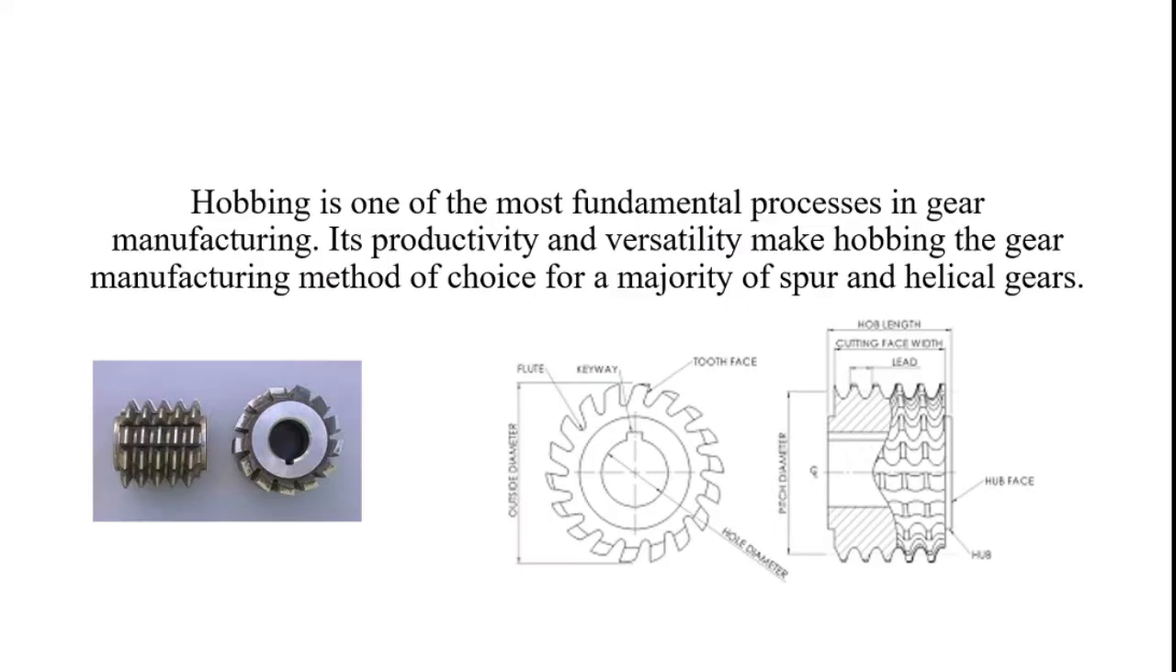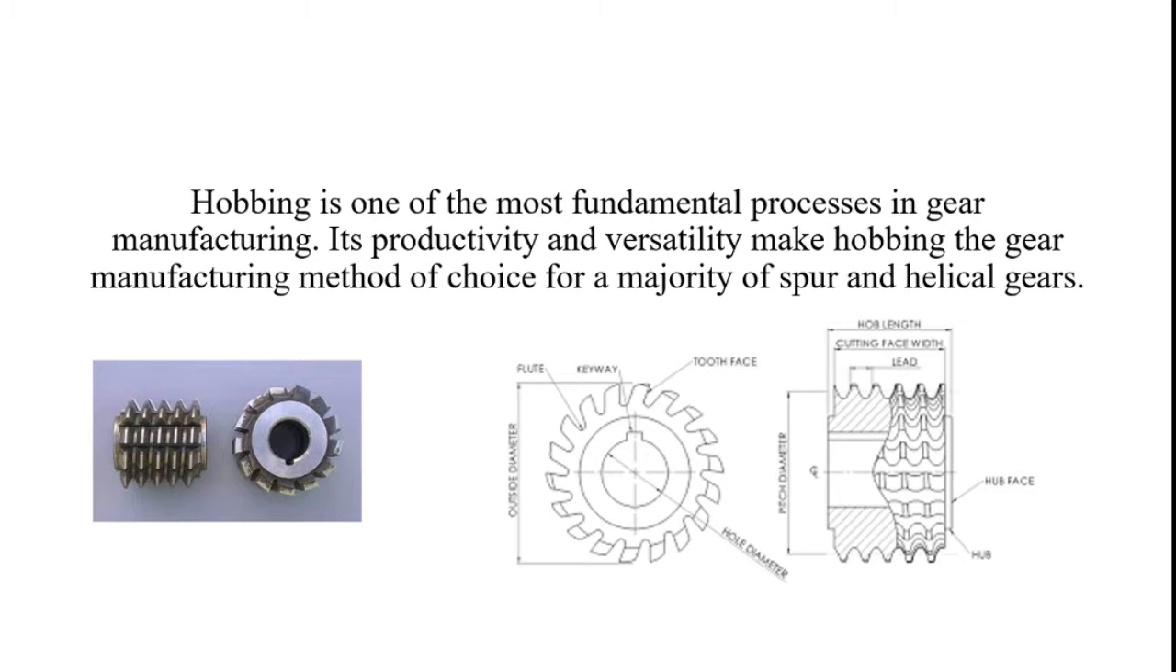Now, what is gear hobbing? Hobbing is one of the most fundamental processes in gear manufacturing. Its productivity and versatility make hobbing the gear manufacturing method of choice for a majority of spur and helical gears. Where mass production is needed, these kinds of machines, which means gear forming processes, are introduced in industries.